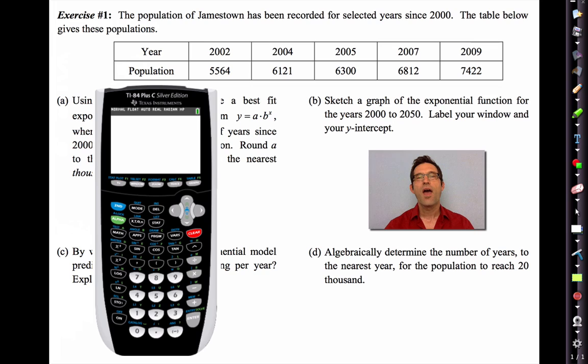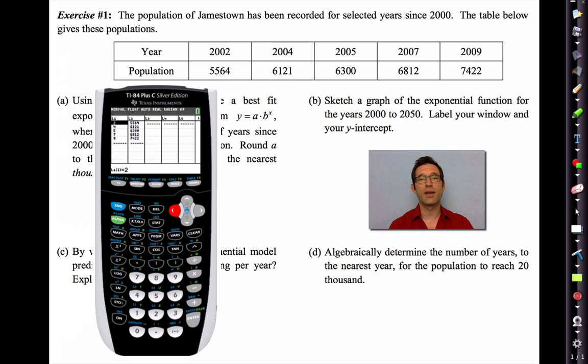Now, I've already put this data into the TI-84 Plus to save us a little bit of time, but let's go check it out. Hit our Stat button, and let's go into the Edit menu. Now, in L1, you see 2, 4, 5, 7, etc., because x is supposed to represent the years since 2000, not the actual calendar year. And then, of course, the population is the 5,564, 6,121, etc. So that's all in there. We are ready to do our exponential regression.